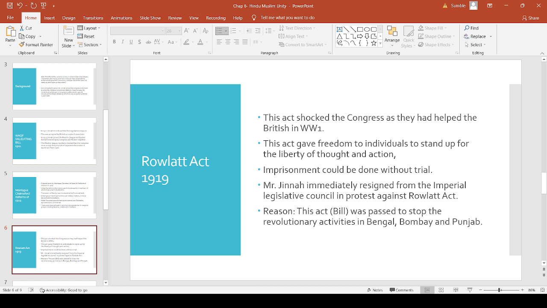Trial was allowed by judges and not by jury. And there was no right of appeal, censorship, and house arrests of suspects were possible. Mr. Jinnah immediately showed strong opposition to the stifling of civil liberties through this act. Mr. Jinnah resigned from the Imperial Council in protest against the Rowlatt Act.